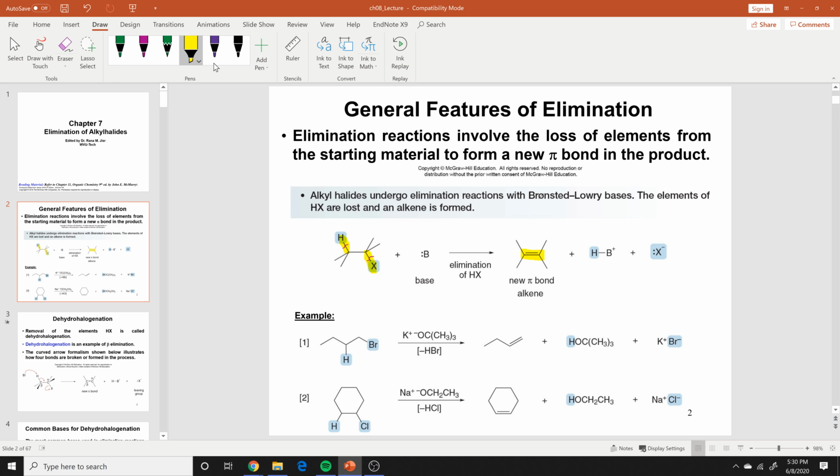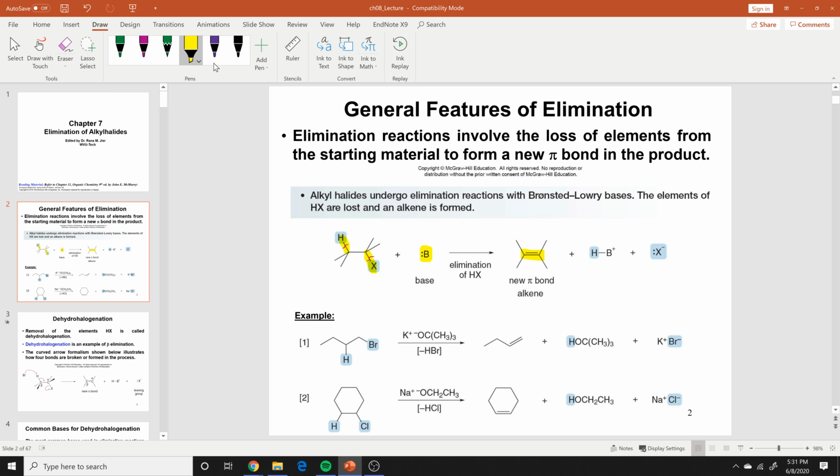With elimination, you have to use a base, and we learned that bases are nucleophiles, with the exception of bulky bases that we will be talking about. But the idea here is that both bases and nucleophiles do have lone pairs, but the role for the base is different than the nucleophile. Bases take hydrogens. Nucleophiles add to the electrophilic carbon. This is the difference between a base and a nucleophile.